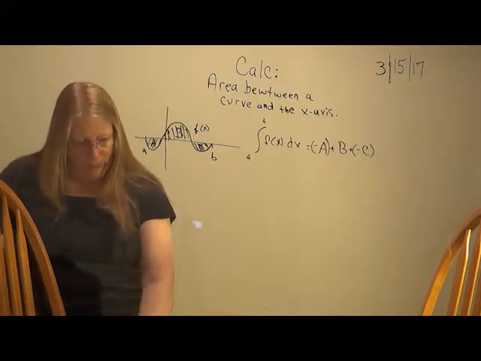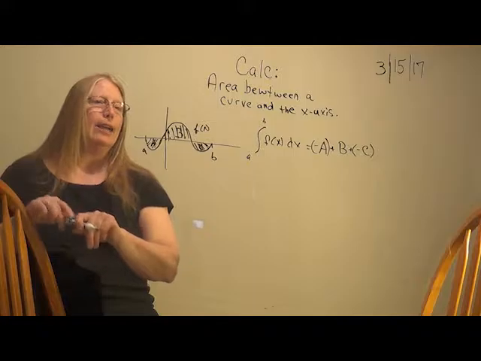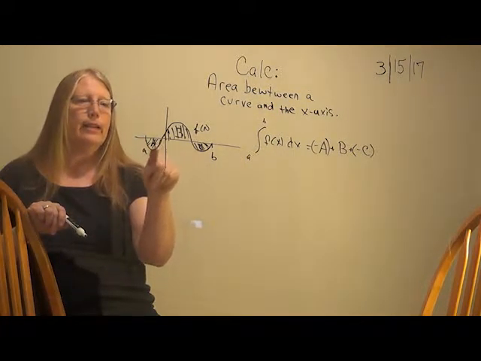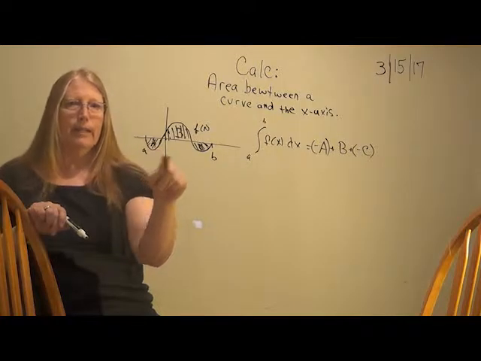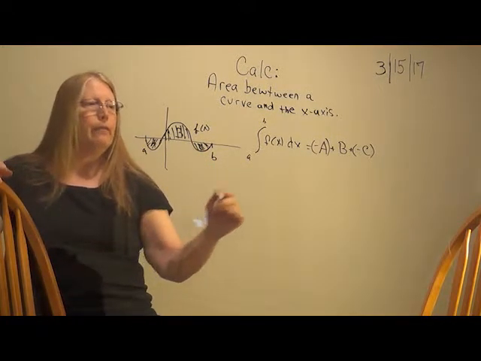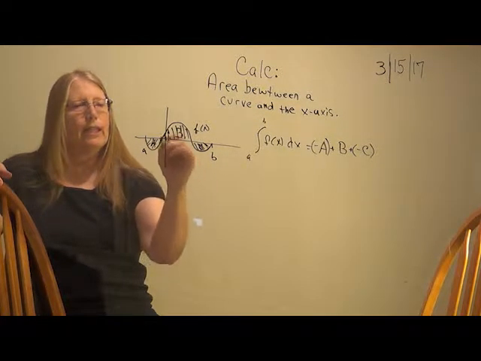So let's talk about when you don't want it to. Suppose you wanted to know the area between a curve and the x-axis. So you want this area to be positive, this area to be positive, and this area. So what you would have to do is divide this into 3 integrals.